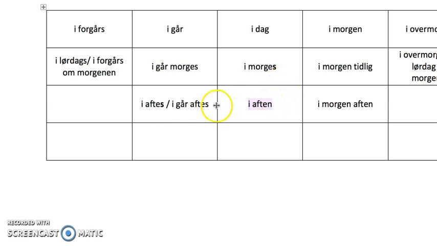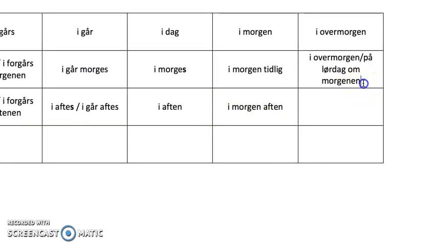So this is the reason that the S is not in this lane, but over here instead, or in this column. If you want to speak of what happened in the evening for the day before yesterday, it is the same as with the morning. I lørdags om aftenen, or i forgårs om aftenen. Also for what is going to happen the day after tomorrow, it's the same thing. I overmorgen om aftenen. There we are. Og på lørdag om aftenen.